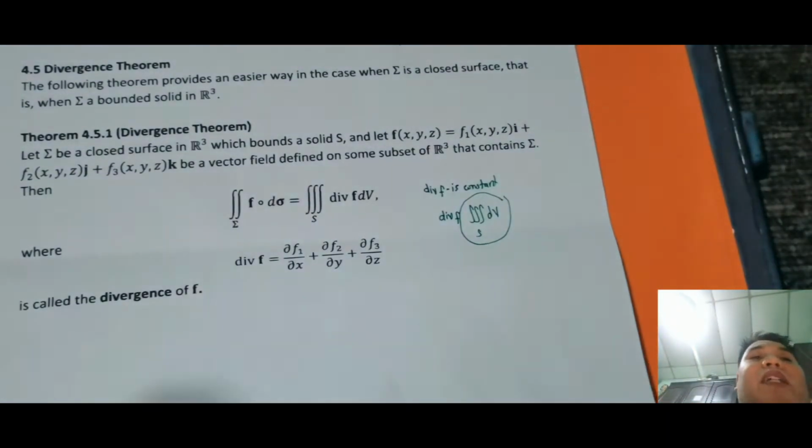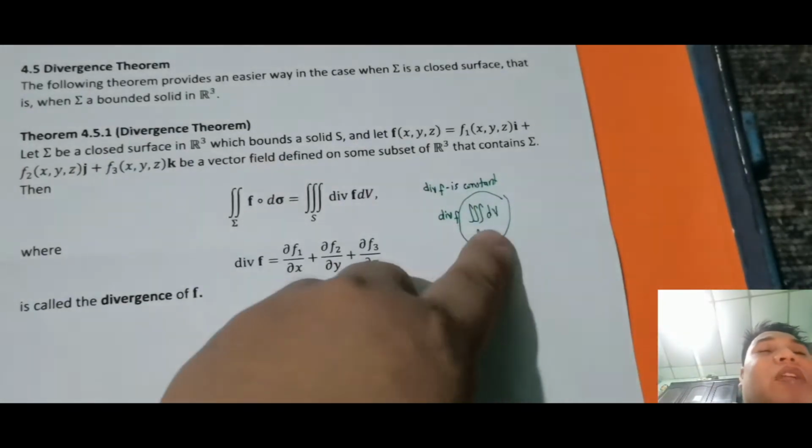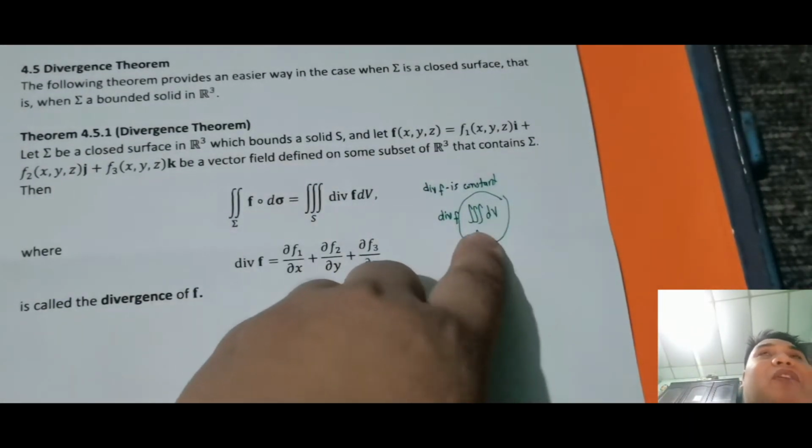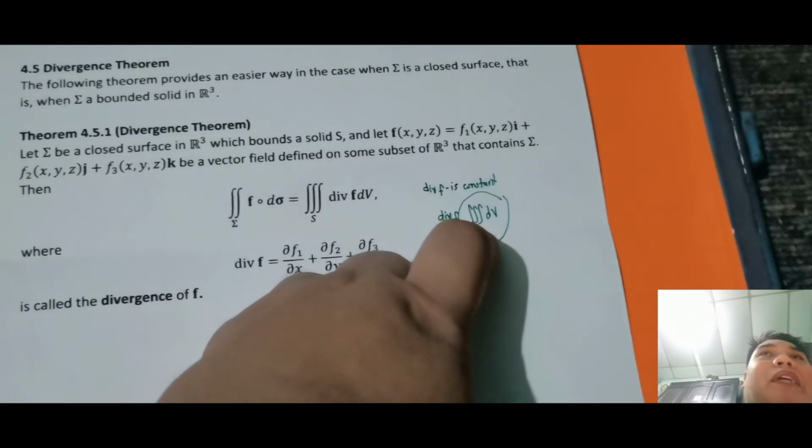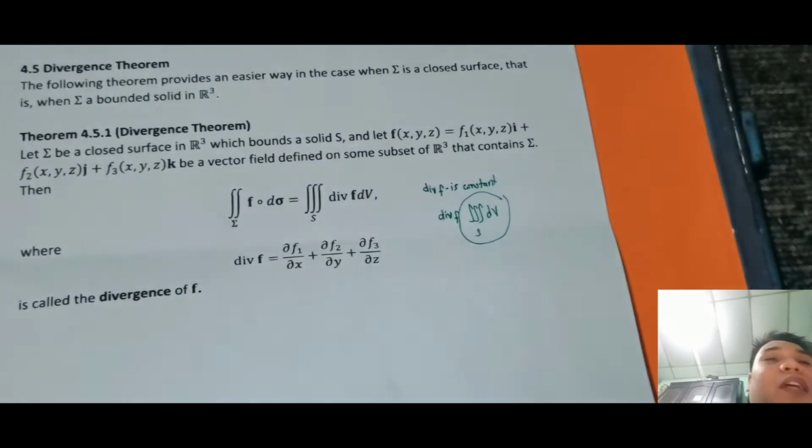Kunwari sphere siya. So, alam kong sphere siya. So, ano yung triple integral niyan along doon sa solid? Yung volume ng sphere. So, that is 4 pi r cube over 3. So, ganun lang. Rectangular parallelepiped siya, ayun yung gagamitin.